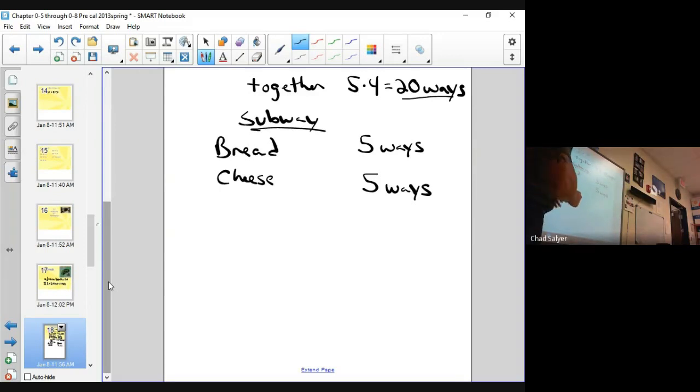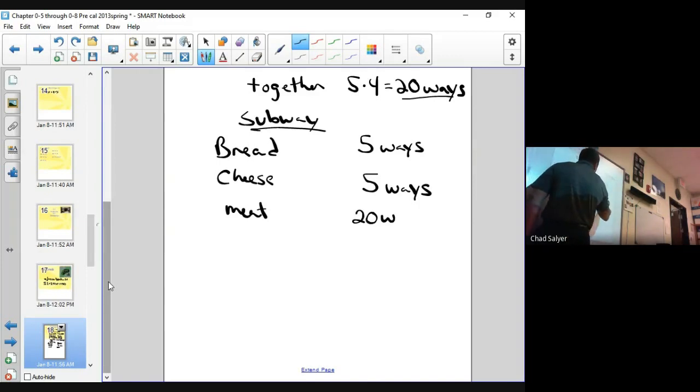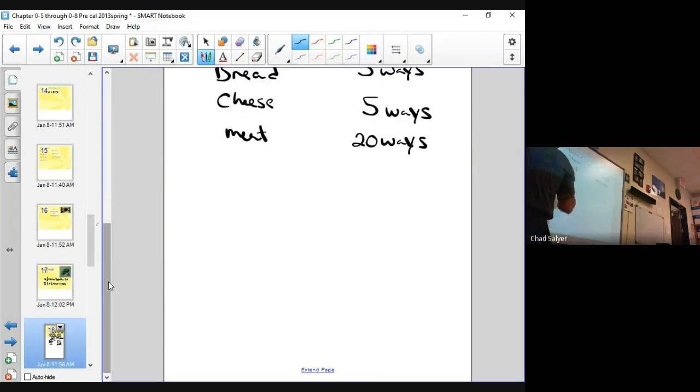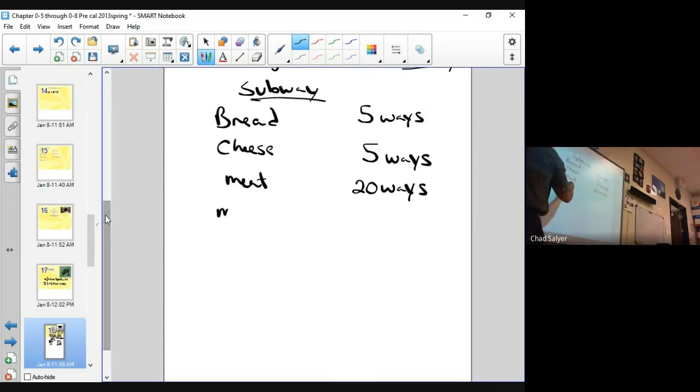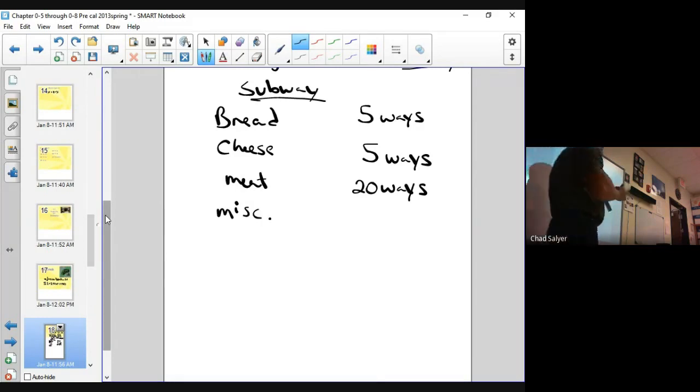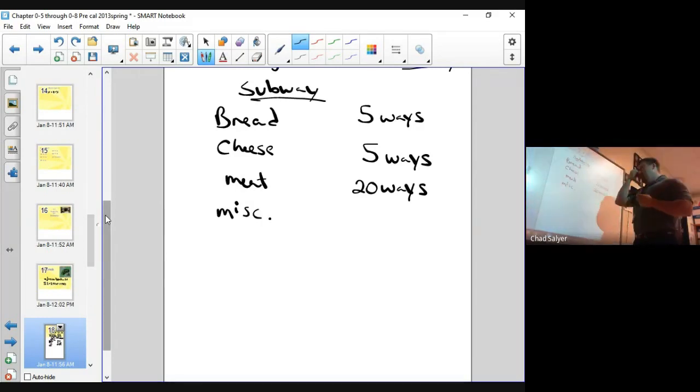And then they'll ask you for the meat option. And there are a bunch of different ways to get this, because you can include or exclude certain things, and you can ask for special orders. But again, just for the sake of this problem, we'll say there's something like 20 ways to choose the meat option. Now we've got kind of a special scenario, and that is what I'll call miscellaneous, which would be the vegetables and so on. Each of those is a binary choice. In other words, a yes or a no. So I'm going to choose lettuce, or I'm going to choose not to have lettuce.